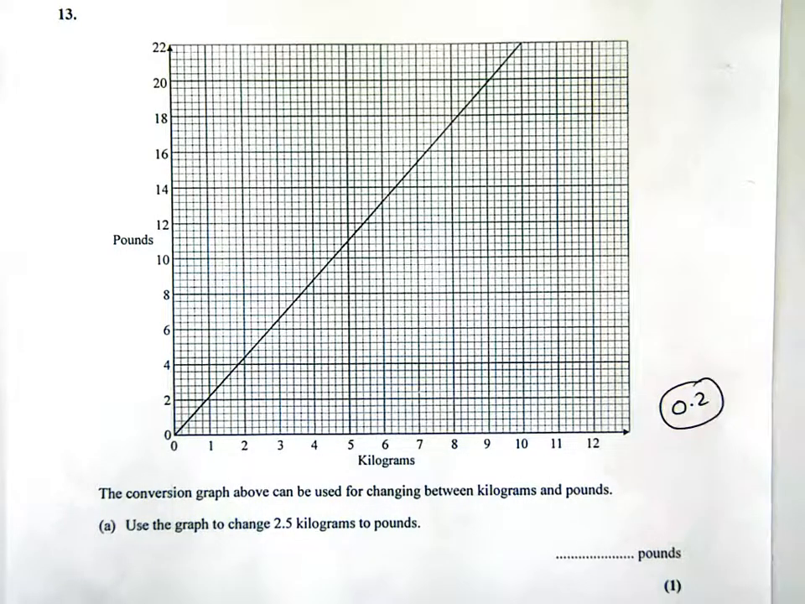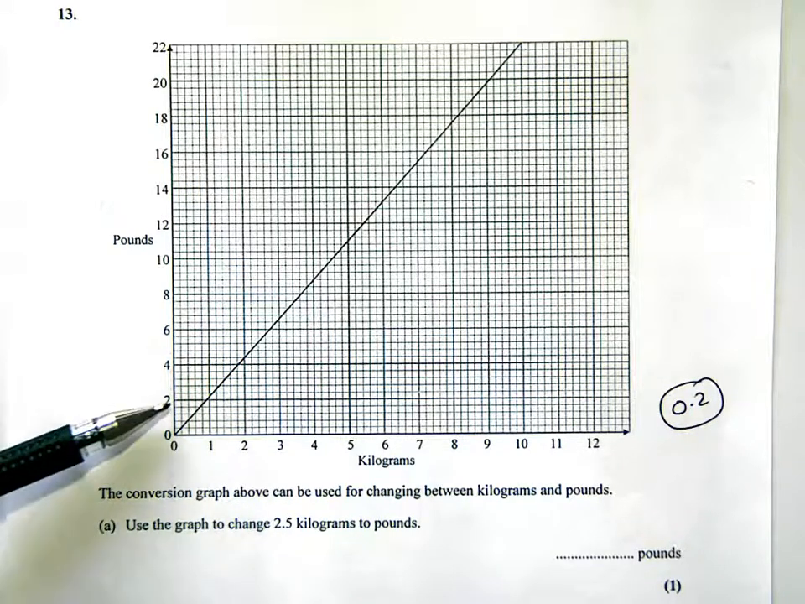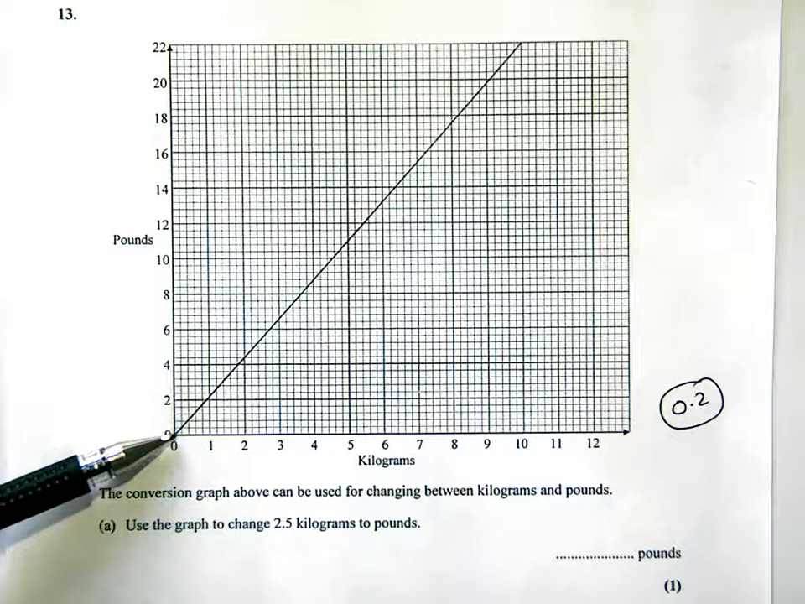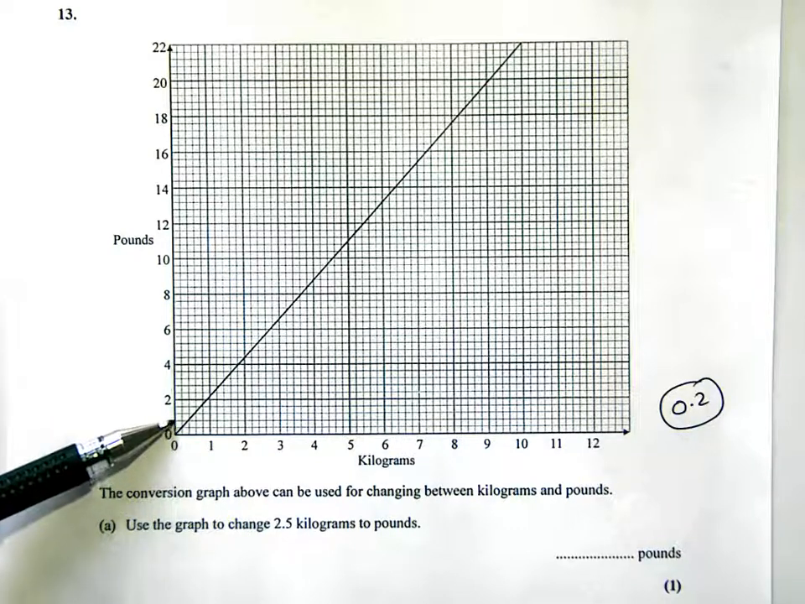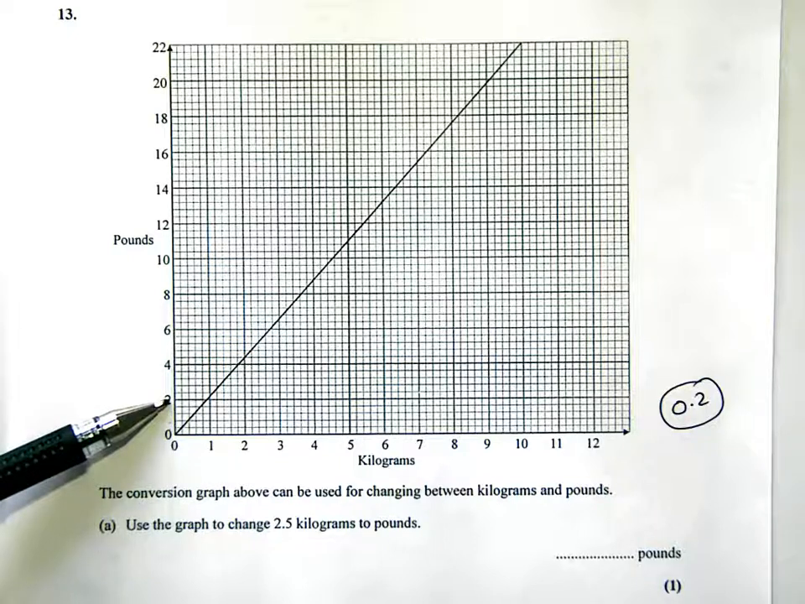On the pound scale, 2 pounds we can see is represented by 1, 2, 3, 4, 5 little squares. So each square must be worth 0.4. Let's check it. 0, 0.4, 0.8, 1.2, 1.6, 2. So I'm just going to put 0.4 there.